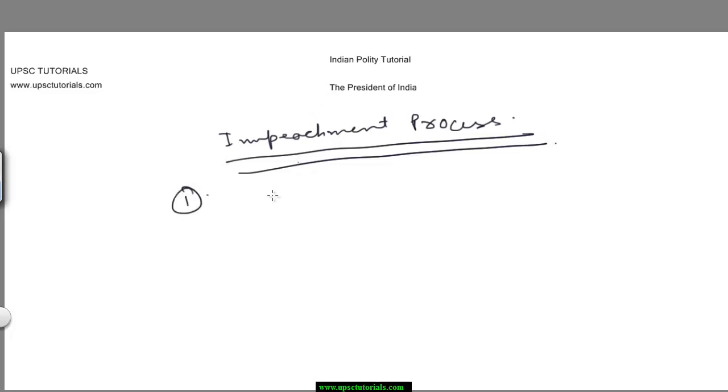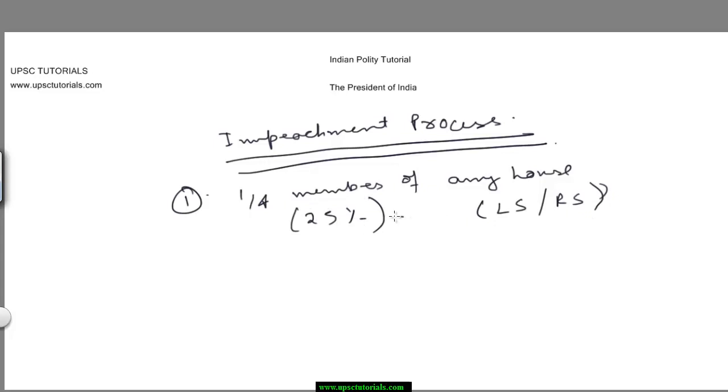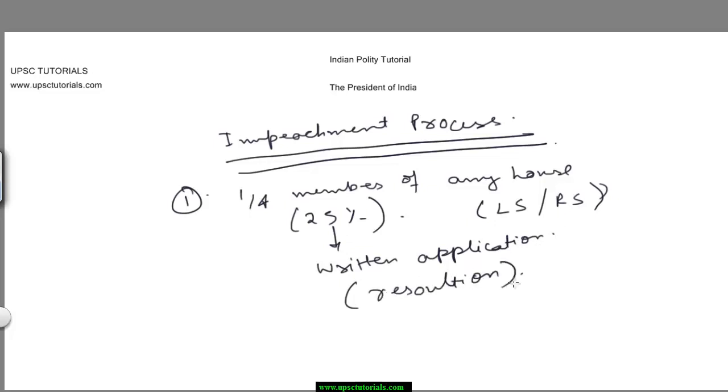First, at least 1/4 of the members of any house, either Lok Sabha or Rajya Sabha, any 25%. If 25% of the members of any house give a written application that we want to remove the President of India, now this has to be framed in the form of a resolution, that we need the impeachment process to be initiated, and we want that the President of India should be removed.